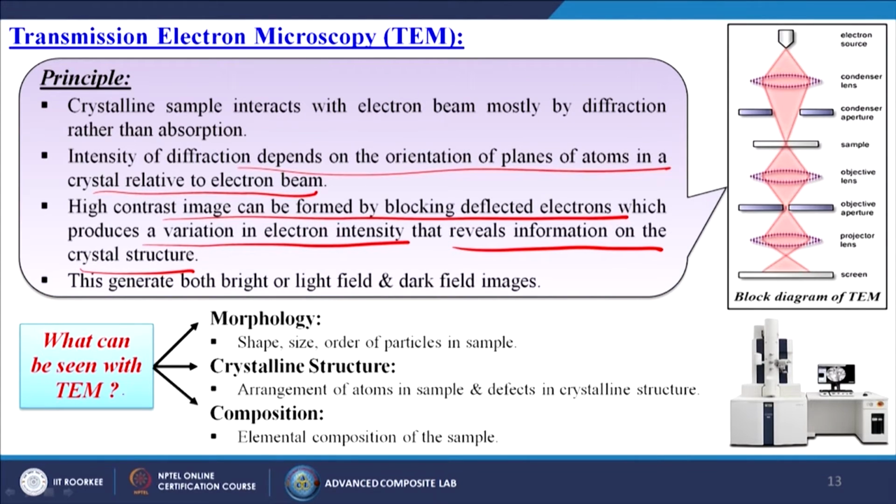So, what can be seen with TEM? On the basis of morphology, generally the shape, size, and order of particles in the sample. If we are going to see the crystalline structure, we can see the arrangement of atoms in the sample and defects in the crystalline structure, and if we want to know about the composition, we can get the elemental composition of the sample. So, this is the standard TEM instrument generally what we are using.